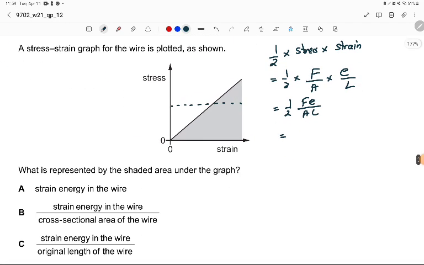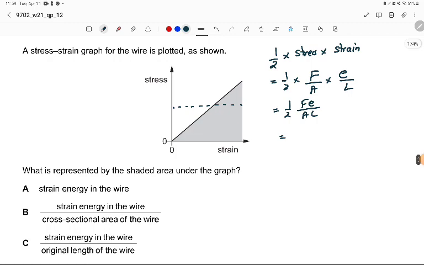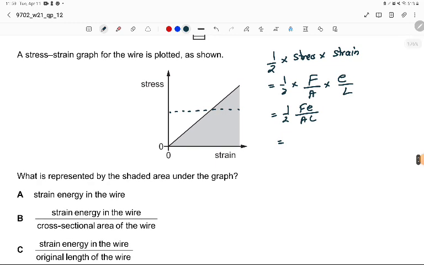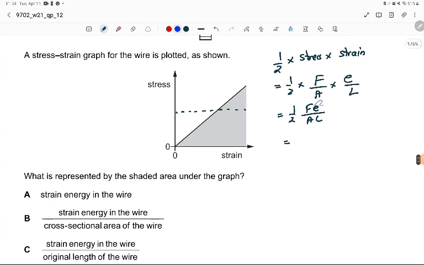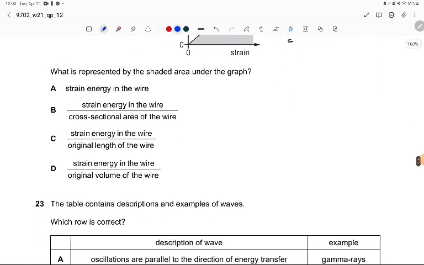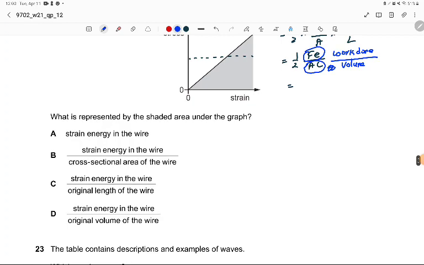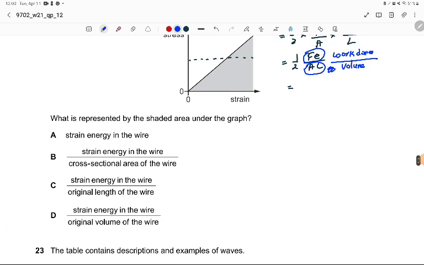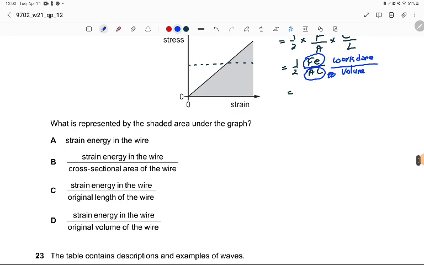Force into extension is the work done, and cross-sectional area multiplied by the length gives us the volume. So it is the work done per unit volume. So strain energy in the wire over the volume of the wire. So D should be the right answer. Okay, so that does it.